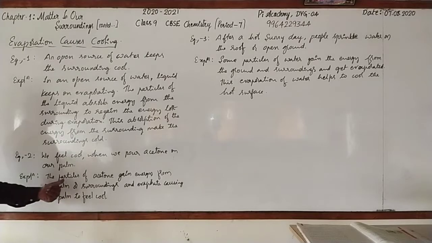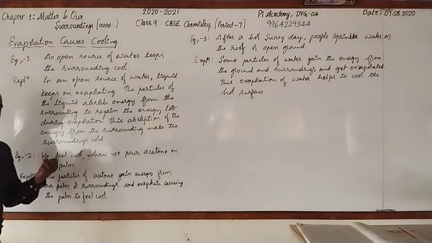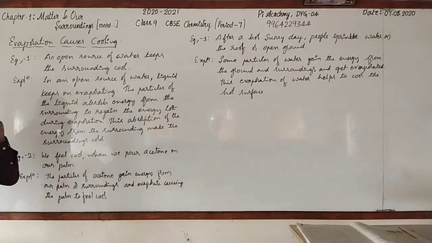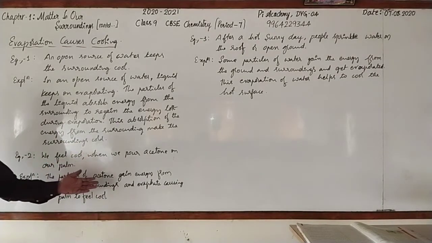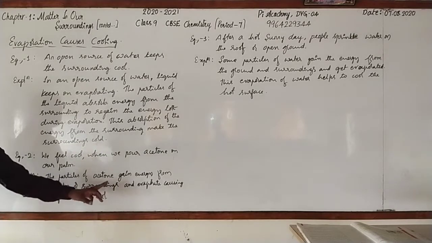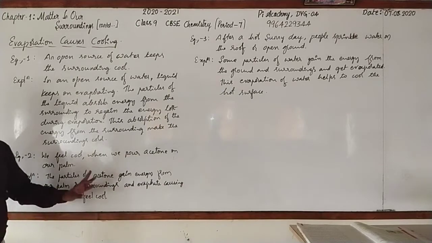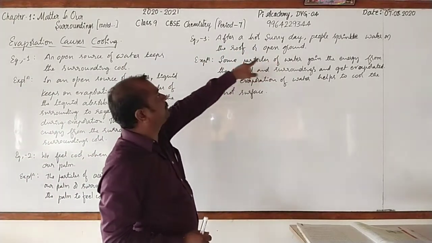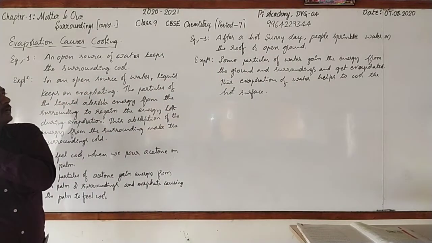The reason is the particles of the acetone gain the energy from our body as well as the surroundings and get evaporated. As the surroundings as well as we lose the energy, this causes the palm to feel cool. And one more, after a hot sunny day, people sprinkle water on the roof or open ground.